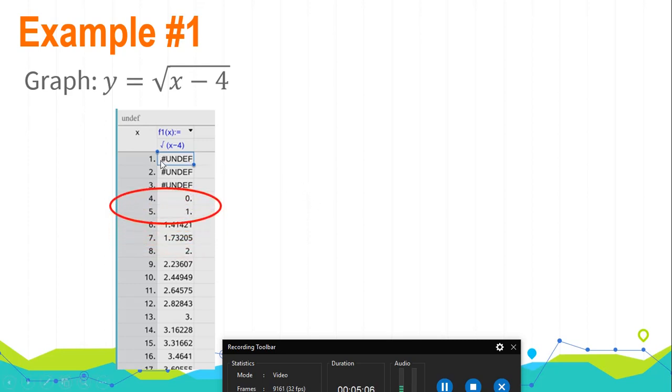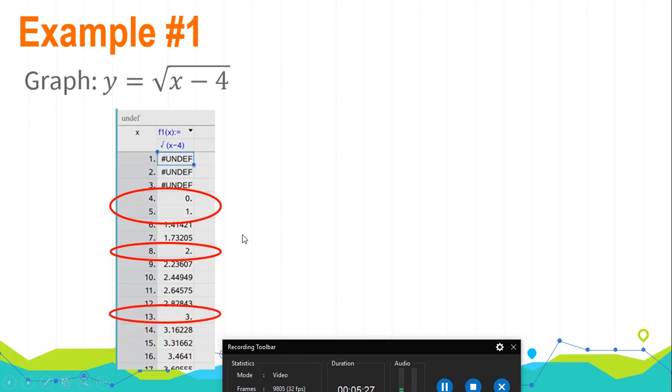You'll notice that some of these values are listed as undefined. They're not graphable. What that tells me is the value underneath the square root function is negative in those positions, and that doesn't exist for us. But starting at 4 and 5, we have exact locations, and then at 8, 2, and 13, 3.